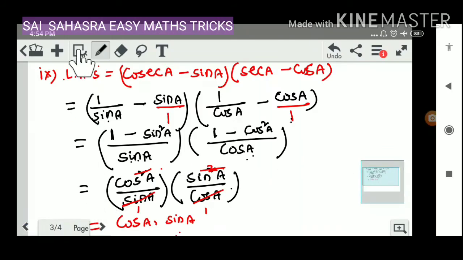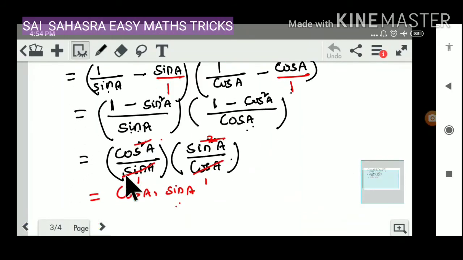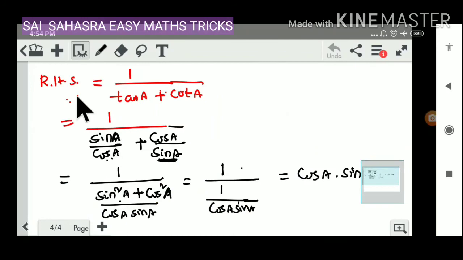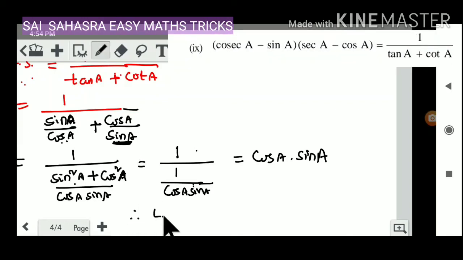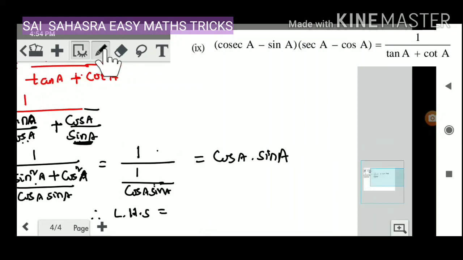In the previous page we have left hand side cos a into sin a. Now by simplifying right hand side we got the same cos a into sin a. Both the answers, left hand side answer and right hand side answer, are same. So we will write, therefore left hand side is equal to right hand side, hence proved.